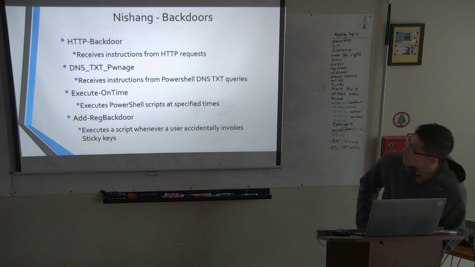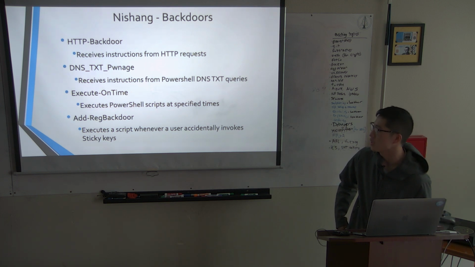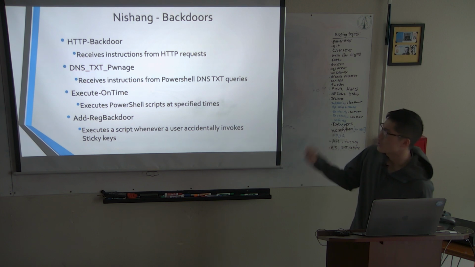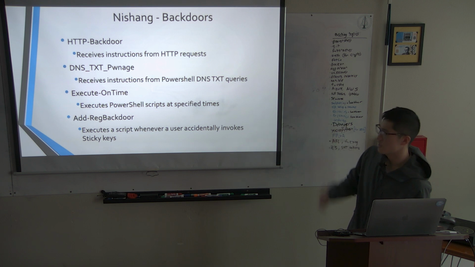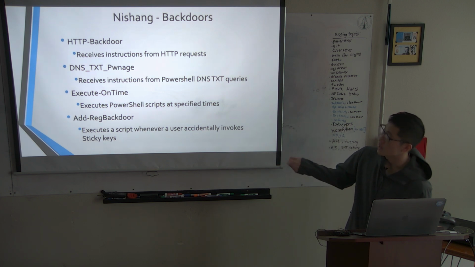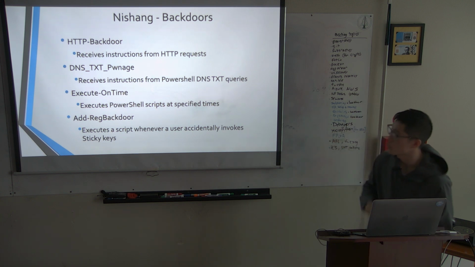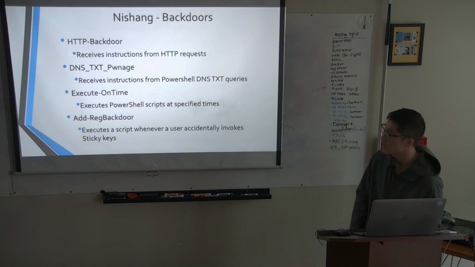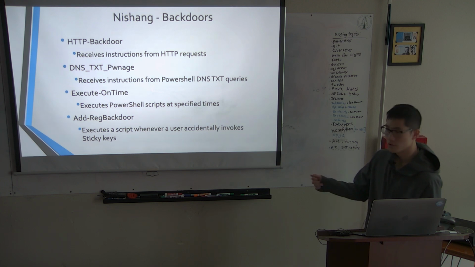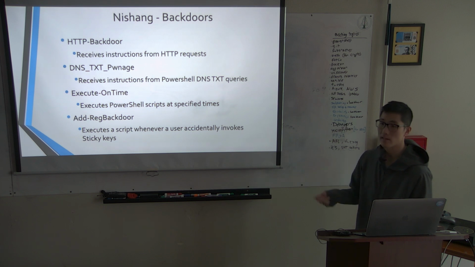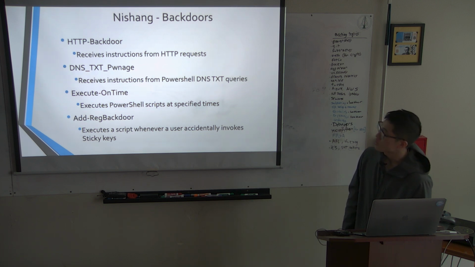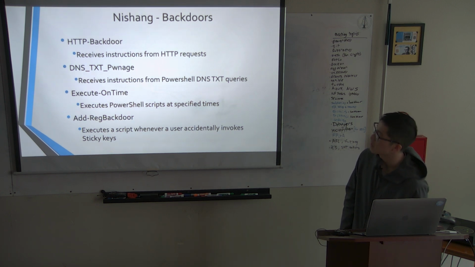So looking at Nishang, we're starting with some of the Nishang backdoors available. As you can see, you get an HTTP backdoor, so it means sending HTTP requests through DNS text, similarly doing that with DNS. Executing on time, so this is essentially running a scheduled backdoor for execution of PowerShell scripts, and then a registry backdoor. I mentioned earlier, any of the registry edits within Windows environments will be one of the more easily identified changes in a system, so more there just because it used to be a bit more prevalent.